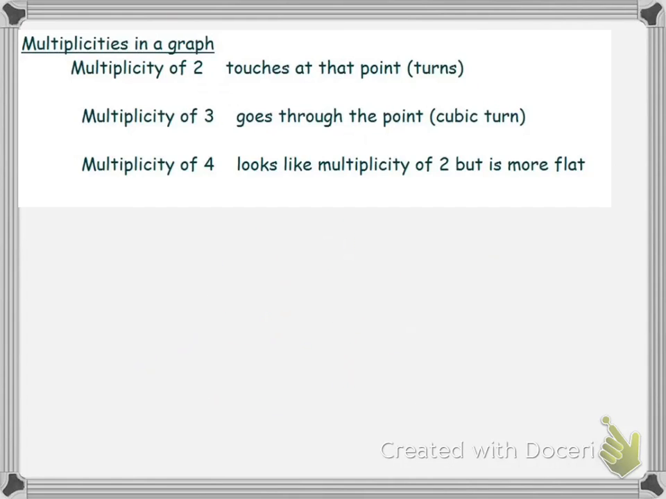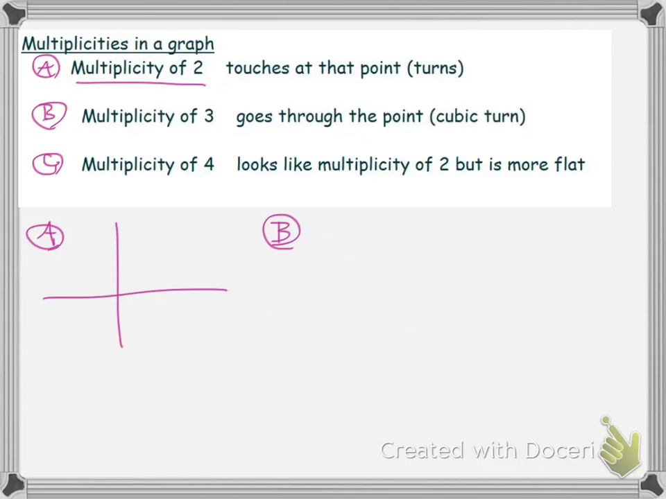We're going to look at what the multiplicities do from a graph standpoint. So I'm going to have 3 graphs. Okay, the A is going to be with a multiplicity of 2, the B is going to be with the multiplicity of 3, and the C is going to be what the graph looks like when there's a multiplicity of 4.